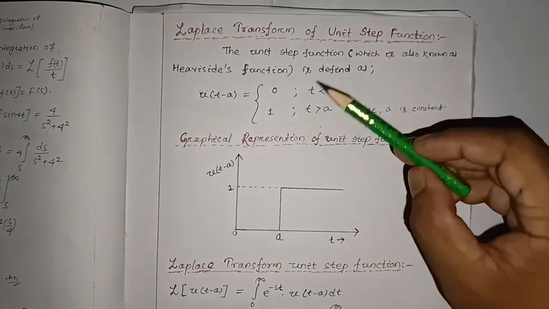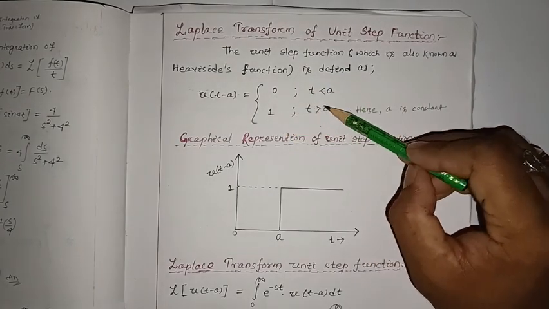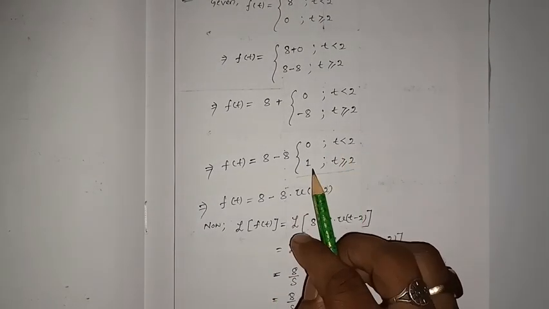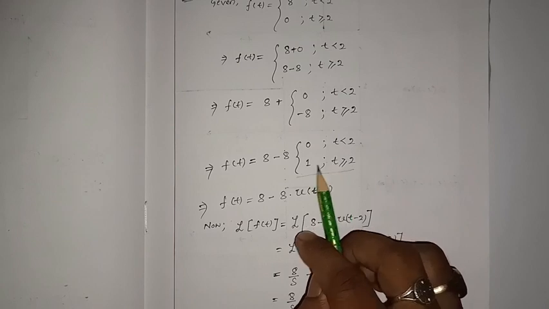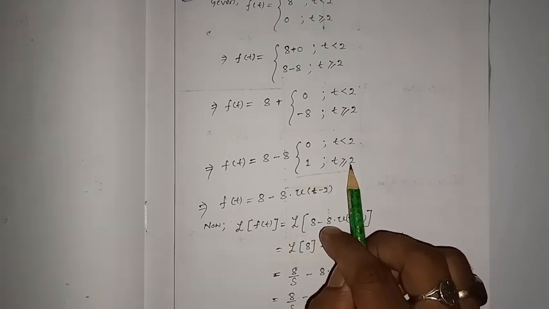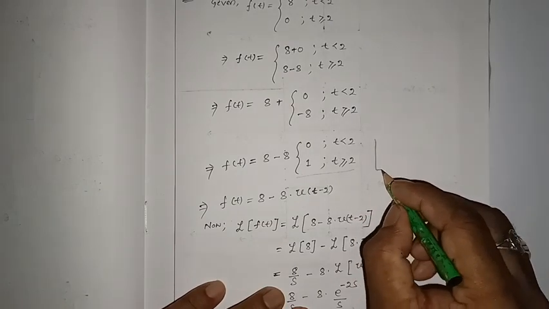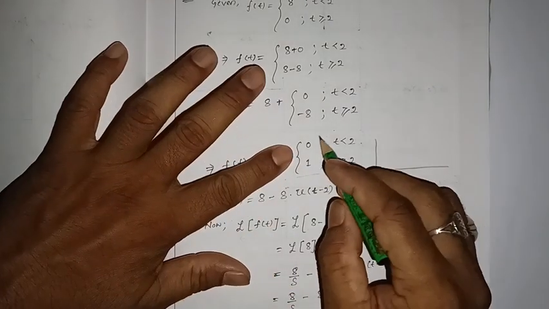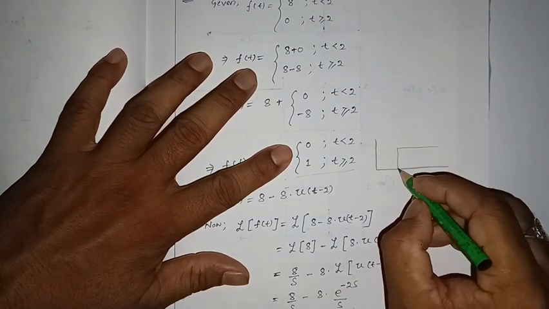Here it is 0 when t is less than a, and 1 when t is greater than a. Here it is 0 when t is less than 2, and 1 when t is greater than or equal to 2. If I am going to draw only this one, then what will it be?